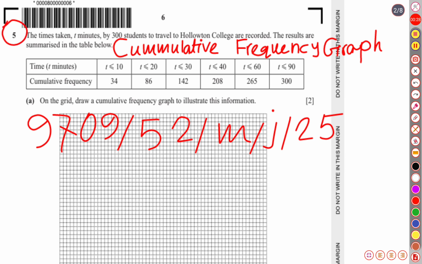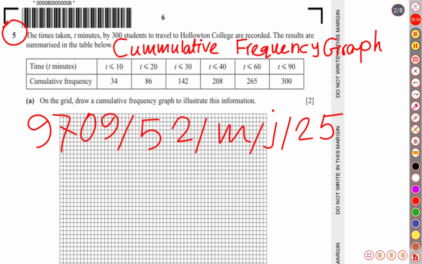It says the times taken, in minutes, by 300 students to travel to Holloton College are recorded. The results are summarized in the table below. Time is given as less than 10 minutes, 20 minutes, 30 minutes, 40 minutes, 60 minutes, 90 minutes. Well, we know how to draw a cumulative frequency graph. This is one of the easiest and most common topics for us.